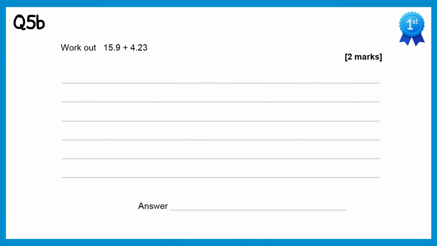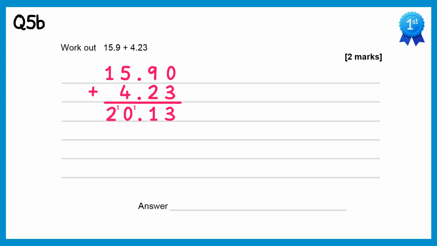Here we're going to add some numbers. So 15.9, then underneath that 4.23. Take particular care to make sure you line up the decimals vertically like this. Now we can add them. So after the 9 we'll put a 0. So it's 0 add 3, 3, 9 add 2, 11. Next decimal point, 5 add 4 add the little 1 makes 10, and then 1 add the little 1 makes 2. So the answer to this one is 20.13.